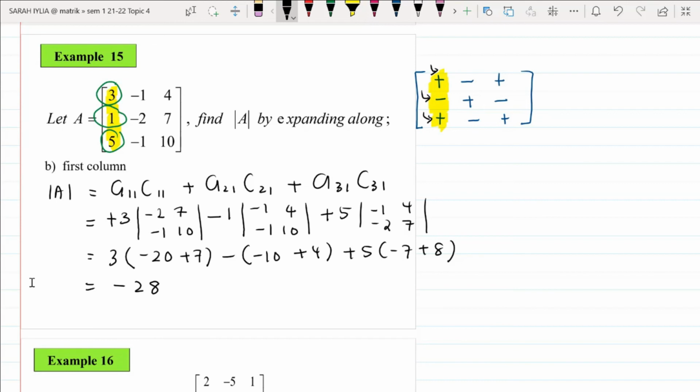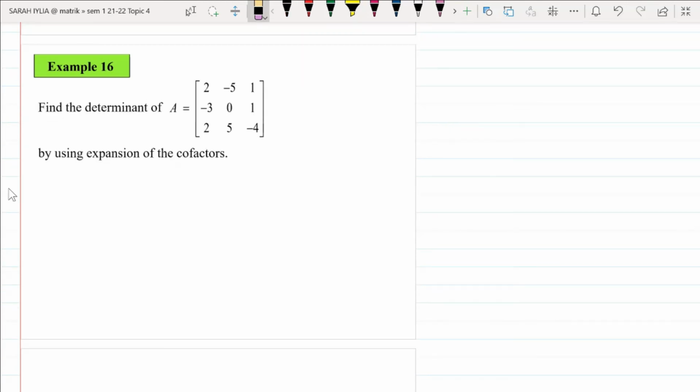Sama macam calculation tadi. Okay, now we proceed with example 16. Find determinant of A, matrix A, by using expansion of cofactors. So, in this question, they didn't mention we have to expand which row or which column. Dia tak bagi tahu langsung. So, up to us. Awak boleh pilih mana-mana row or column. But based on our hint just now, we can choose row or column that has entry 0. Pilih row atau column yang ada nombor kosong. So, kalau kita tengok kat sini, 0 ada kat tengah-tengah. So, awak boleh pilih sama ada nak guna second row ataupun second column. Example 15 just now, kita dah buat second row kan? So, saya nak guna second column lah.